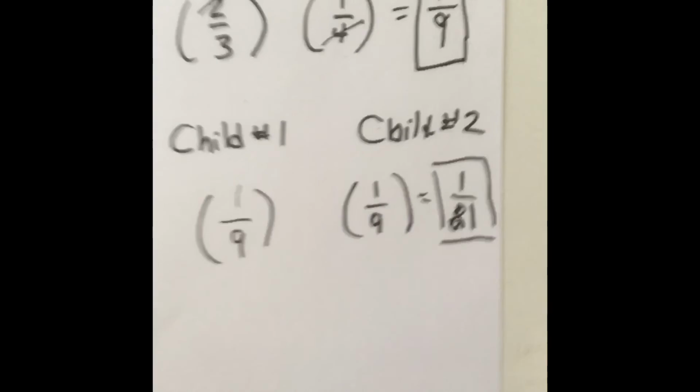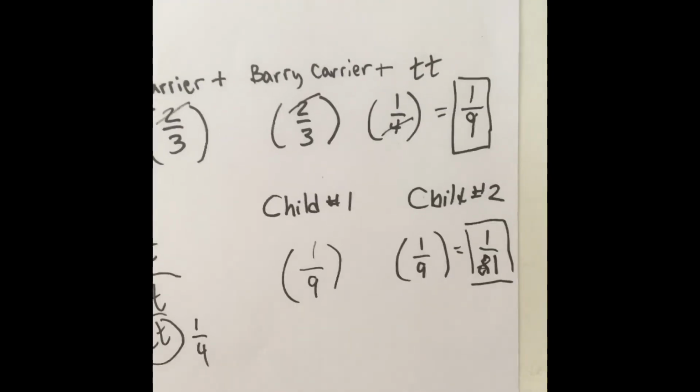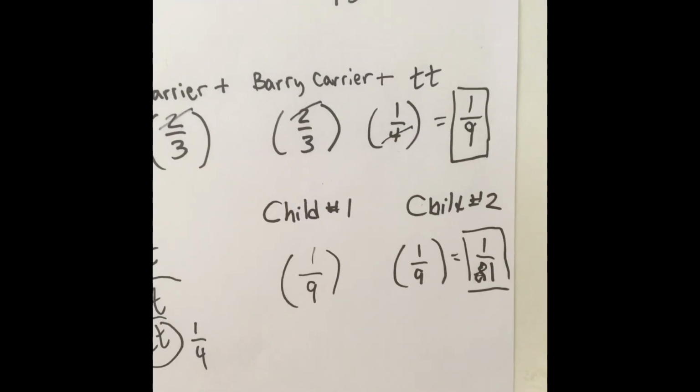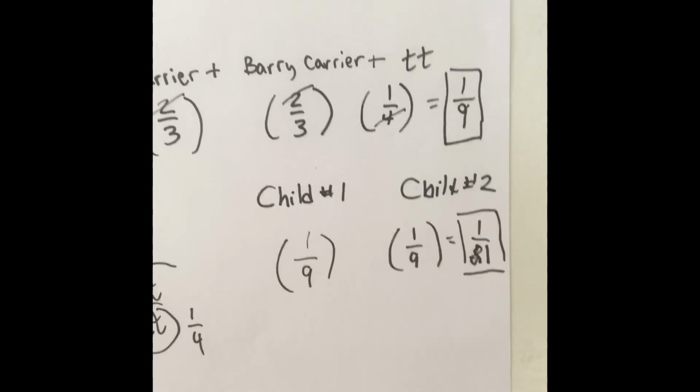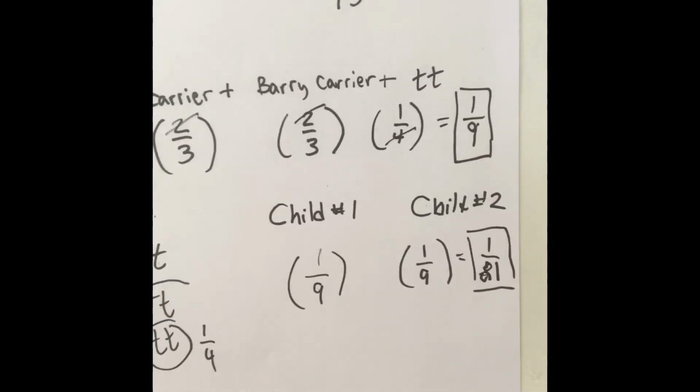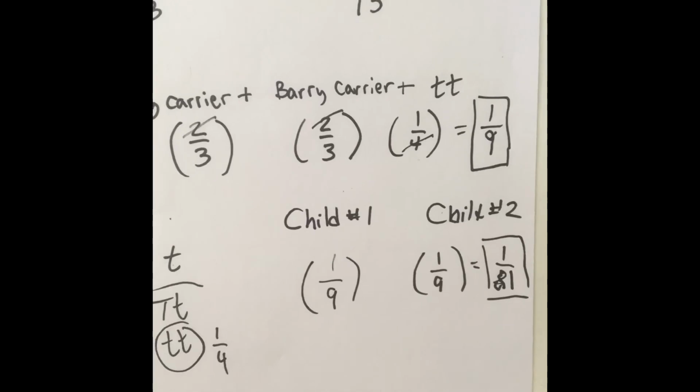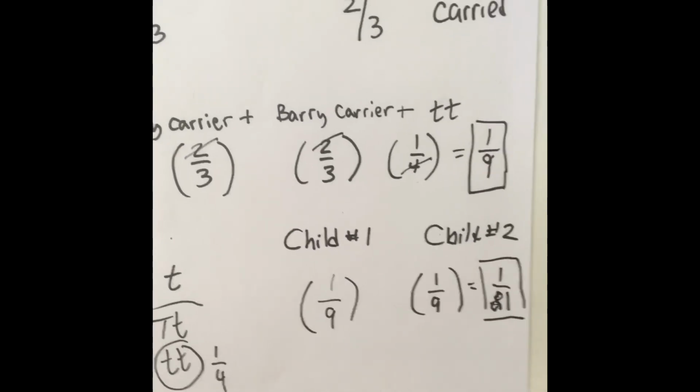Sorry, this is really not good. I ordered a whiteboard and hopefully it will be here tomorrow so I can do these problems a little bit easier. So the odds are in their favor. There's only a 1 in 81 chance that they are going to have 2 children with thalassemia.